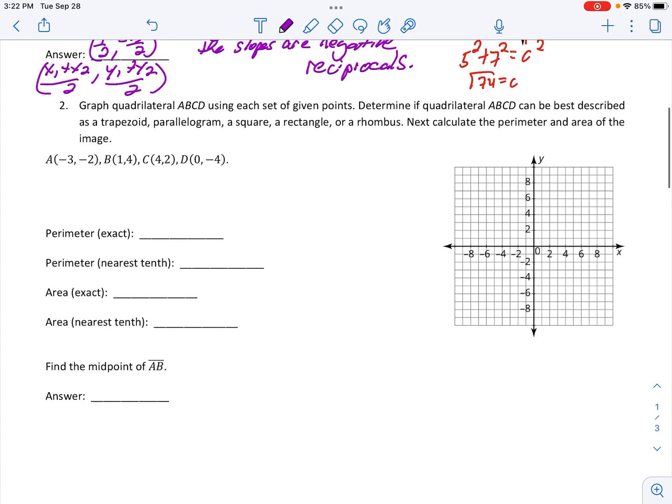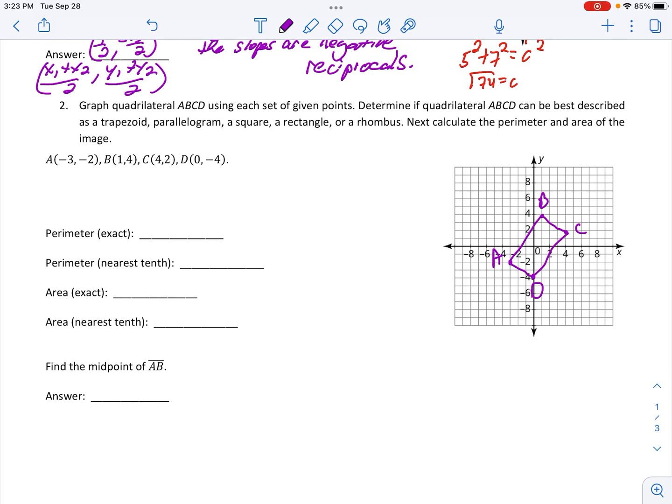Okay. Number 2, pretty much the same thing, but we have ourselves a quadrilateral. All right, -3, -2, -3, -2, 1, 4, 4, 2, 0, -4. Okay, so let's go through as we've been doing and find us some lengths. It appears to be a rectangle. So if it's going to be a rectangle, the opposite sides need to be the same length.